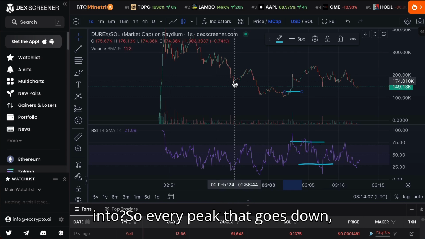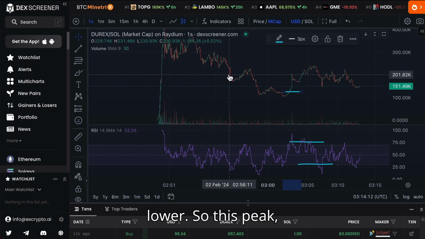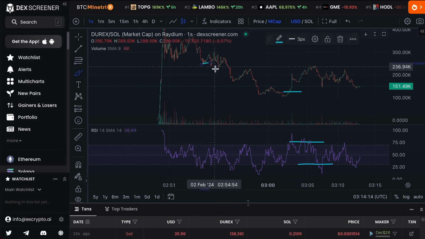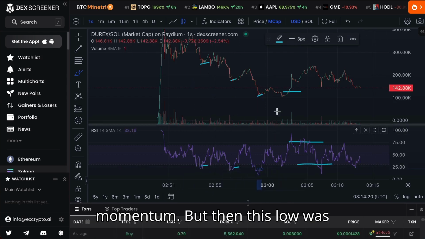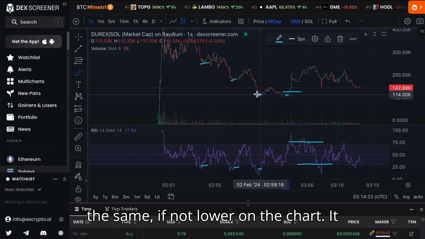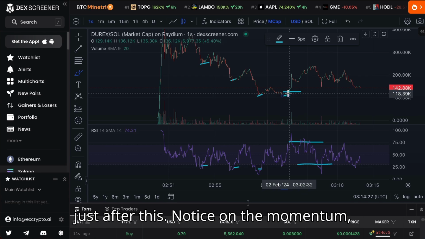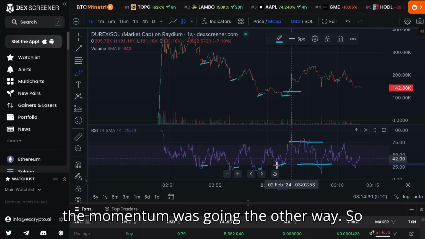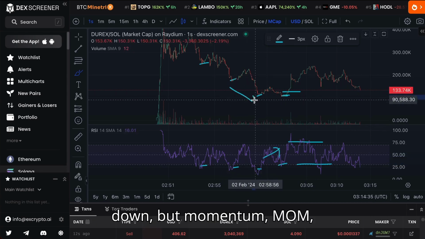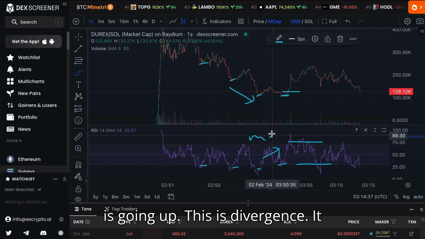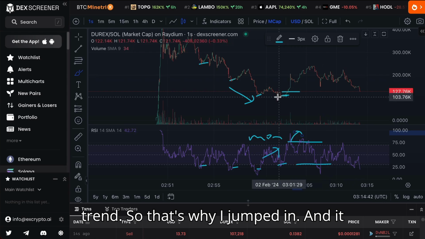So every peak that goes down, what you usually see with RSI, you can see at the bottom, the peaks get lower and lower. So this peak, and this peak. So we've seen it get lower, lower, lower on the momentum. But then this low was the same, if not lower on the chart. It was actually a lower price. And I got in just after this. But notice the momentum was going the other way. So it's the opposite. So the price is going down, but momentum, MOM, is going up. This is divergence. It suggests there might be a change in trend. So that's why I jumped in.